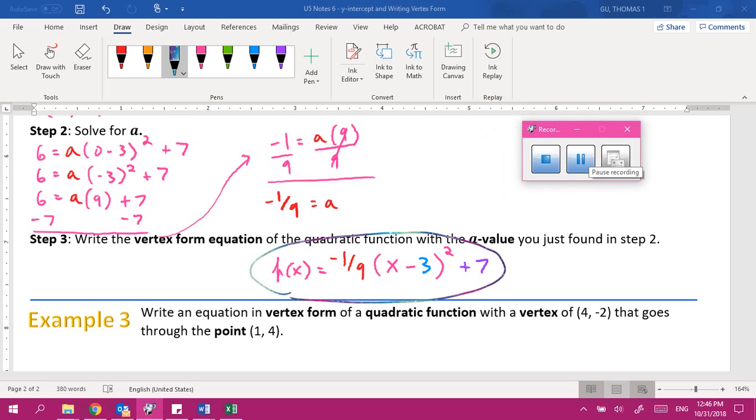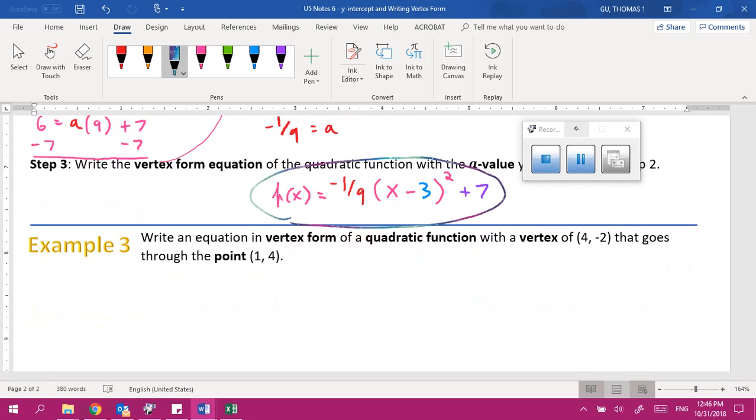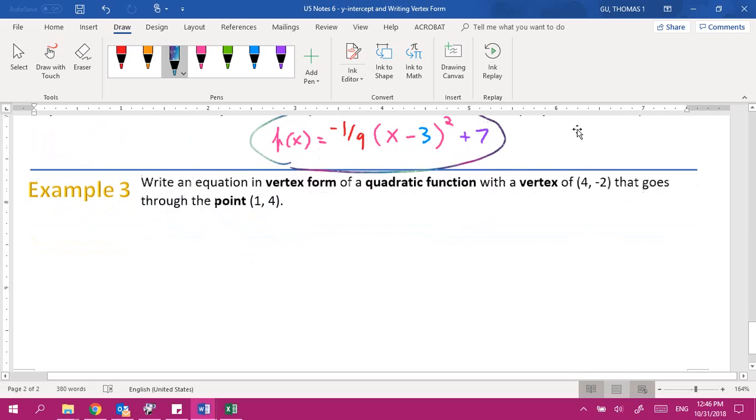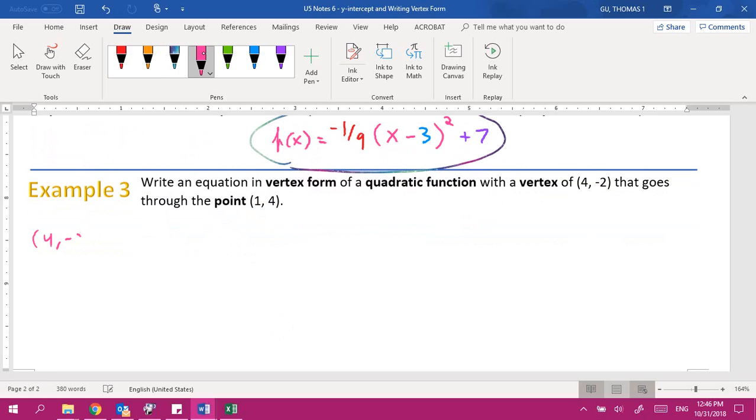All right, so let's check this last one then. We're going to label everything first. My vertex was (4, -2), and my point was (1, 4). So what's my h here? What's this 4 right here? The 4 from my vertex. It's h. What's the -2 then? Okay, what is this 1? x. And what is my 4? y, that's right.